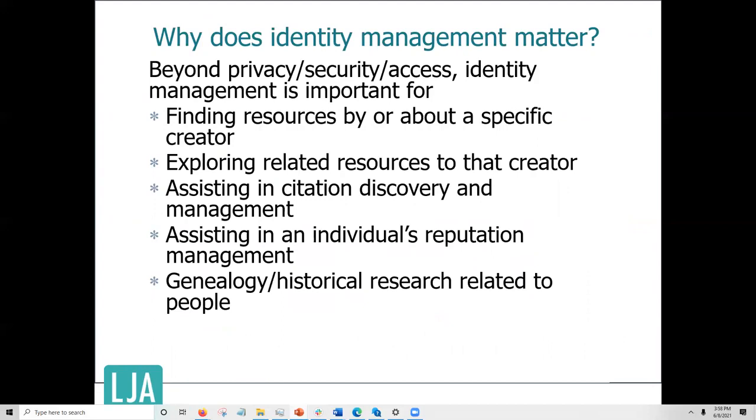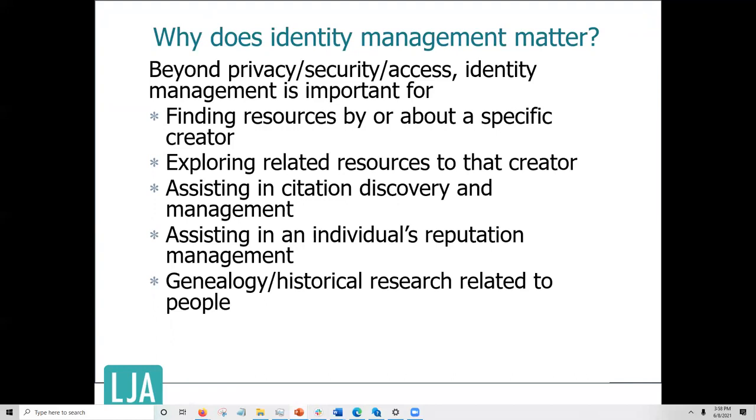So people want to find resources and search for things that are by or about a specific creator. Of course, we like to see what else they've done or maybe are related to them. So maybe if you're a big Prince fan and you really like funk music, then maybe you just want to see what else is related in the funk category or something like that. It can also assist in citation discovery and management.